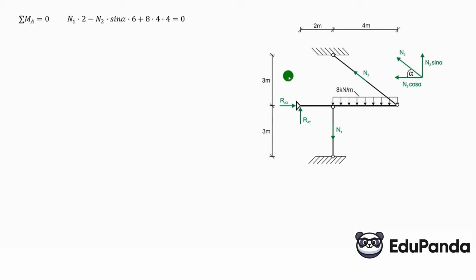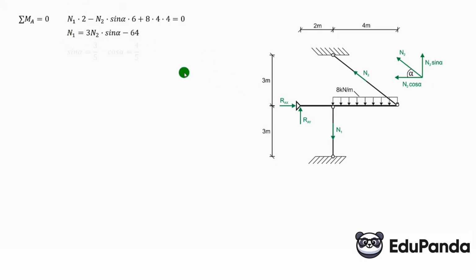So minus N2 times sine alpha, vertical component, times 6 meters, and add the continuous load, that is, the load value times the length of the beam on which this load lies. That is 8 times 4, and times the distance from the center of mass to the pole of the moment. The center of mass is in the middle, so here is the resultant of this continuous load, and this distance is 4 meters, so 8 times 4 times 4. Rotates to the right equals 0. From this, we can determine N1, that is, the rest to the right side, divided by 2.